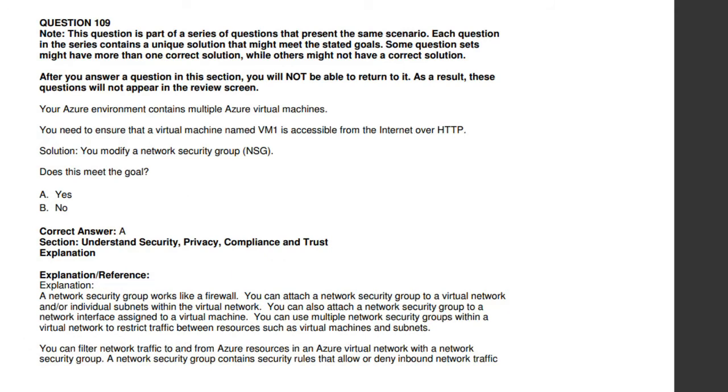Okay. Moving to 109 question. Your Azure environment contains multiple Azure virtual machines. You need to ensure that the virtual machine named VM1 is accessible from the internet over HTTP. You modify the network security group. Yes, the answer is correct. Network security groups again work like a firewall. You can attach a network security group to a virtual network and to individual subnets within the virtual network. So the answer over here is yes.